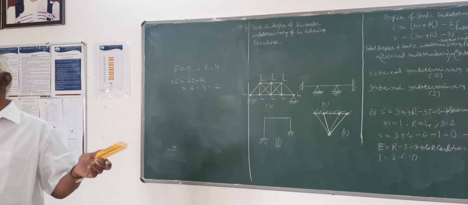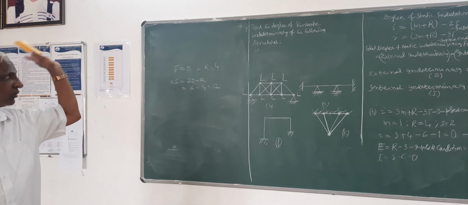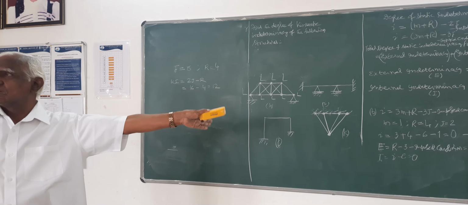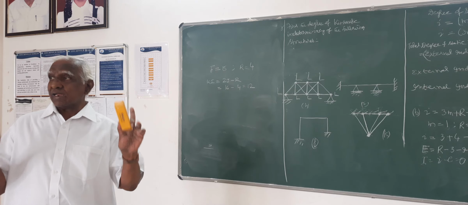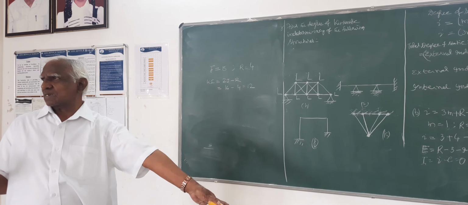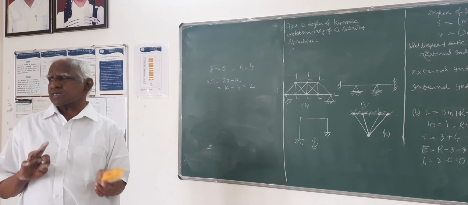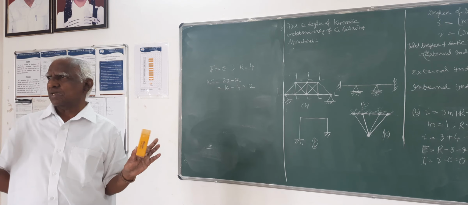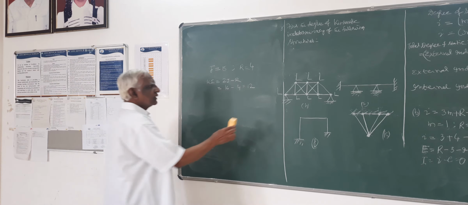Here there is no question of any members being axially rigid. So 12 unknown displacements are there. Don't bother about axially rigid. Axially rigid you can consider only in rigid frame structures, that is in beams and rigid frames. In trusses, only 2 displacements, horizontal or vertical. This is over.